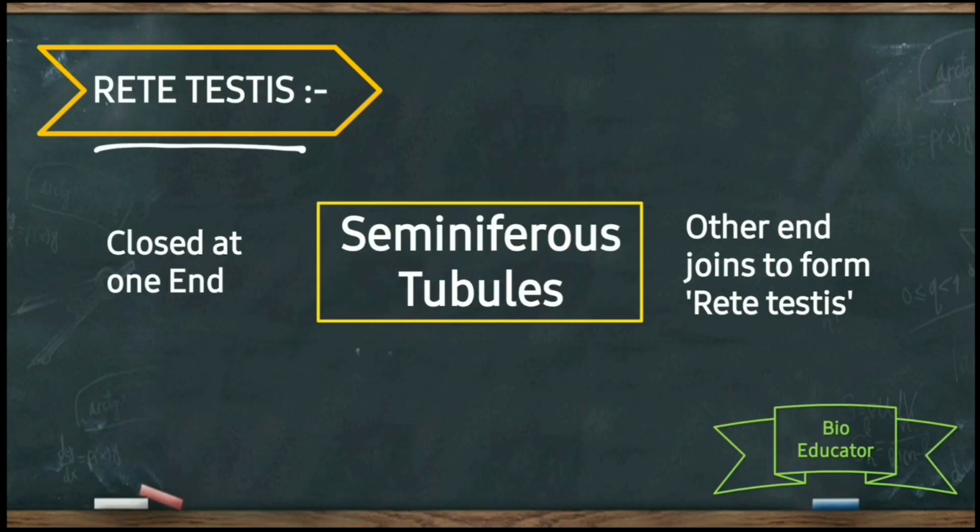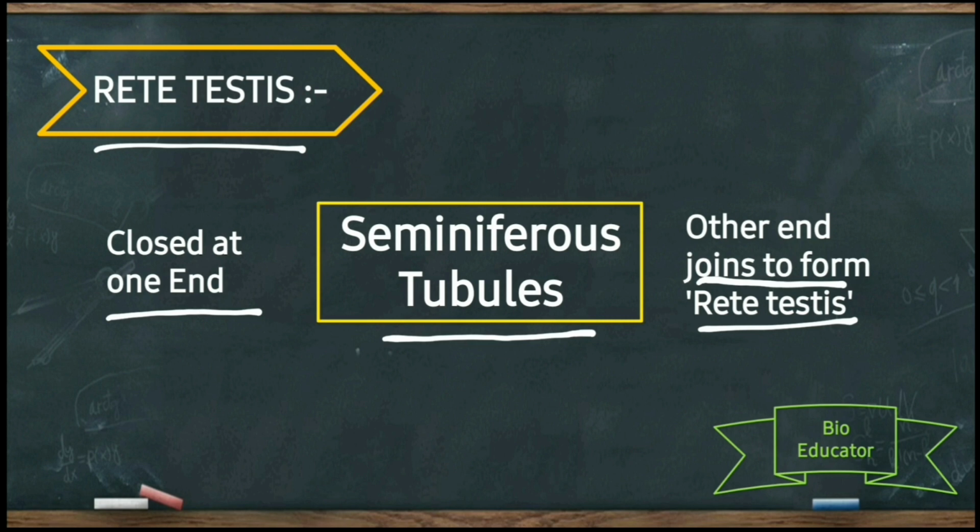Rete testis. This is a part of the testis formed by a network of tubes. All the seminiferous tubules present inside the compartments of the testis are closed at one end, but at the other end they come out of the compartment and join to form rete testis. Its function is to increase the sperm concentration before entering into the epididymis.